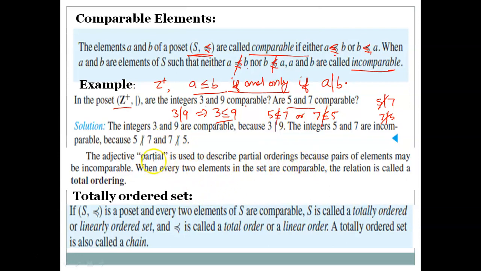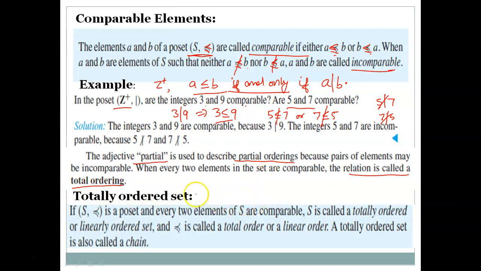In a partially ordered set, the adjective partial is given because of the partial ordering. Since in this situation, we have observed that certain elements are comparable and certain elements are not comparable. That means ordering of all the elements is not possible. That is why such sets are called partially ordered sets. But if we have sets in which all the elements are comparable, every pair of two elements are comparable, then such sets are called totally ordered sets, and the ordering in that case is called total ordering.